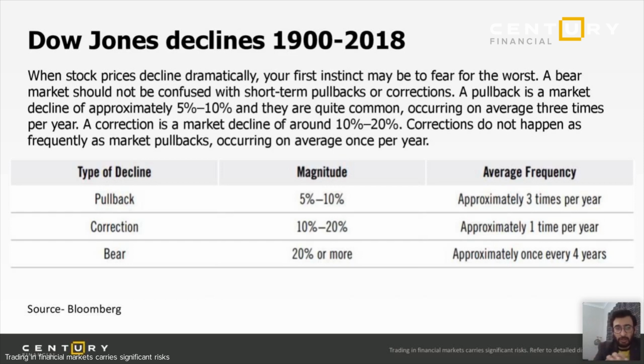But corrections do not happen as frequently as market pullbacks. A correction is 10 to 20%. A pullback, a 5 to 10% decline, happens approximately 3 to 4 times per year. Then there is a correction, which is a 10 to 20% decline, which happens at least once every year, most of the time. And then there's a bear market, which might come once every 4 years, right? So now you have to understand that a bear market is 20% or more.